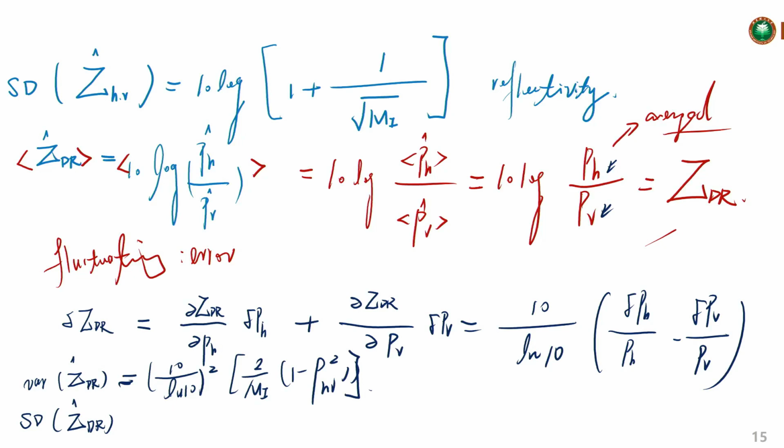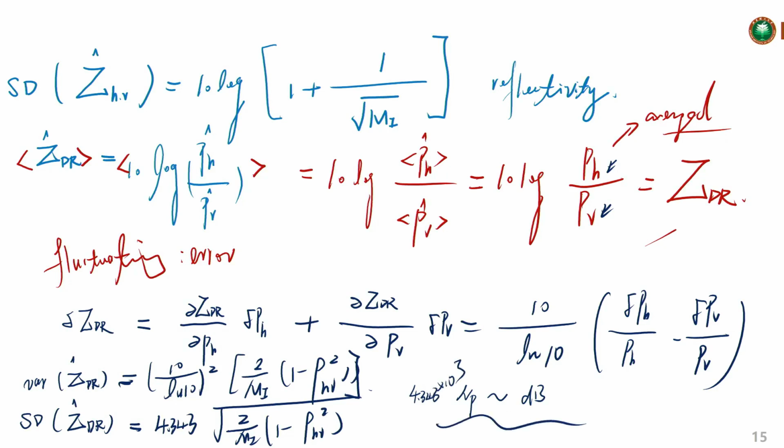So the rho HV is the correlation, the time correlation, right? And this term is just the square root of this part. So it is 4.343 times the square root of 2 over M_I times (1 minus rho HV squared). So that means 10 over ln 10 is 4.343. Remember how this is related? Could you remember how the 4.343 is related? It is the translation between the neper to decibel, right? So 4.343 times 10 to the power 3, the unit transform.